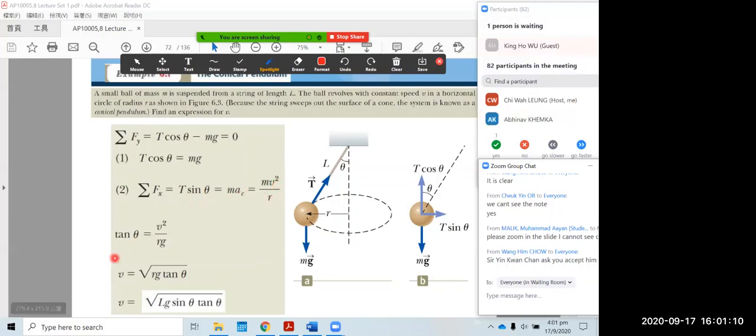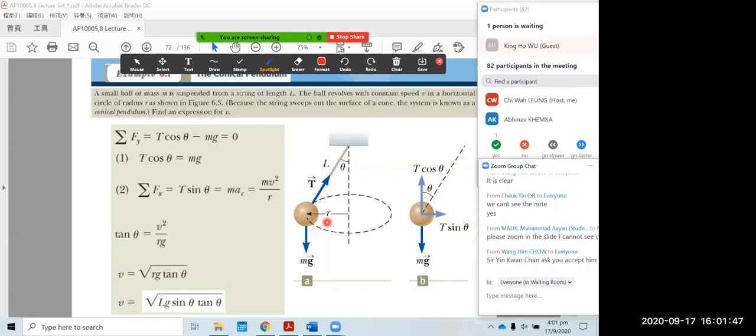And what about the angle theta? Tangent theta is equal to, well, here you divide the two equations, 1 and 2. So tangent theta is 2 divided by 1. So it becomes tangent theta, and the right-hand side is v squared over rg. So you have the equation for the velocity in terms of r and theta.